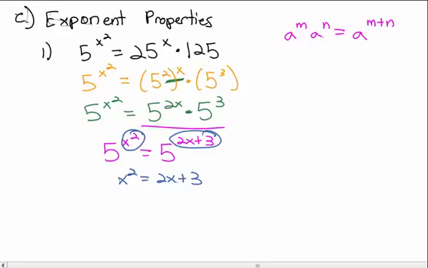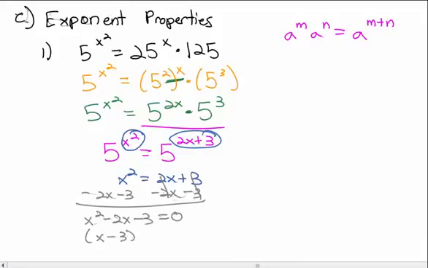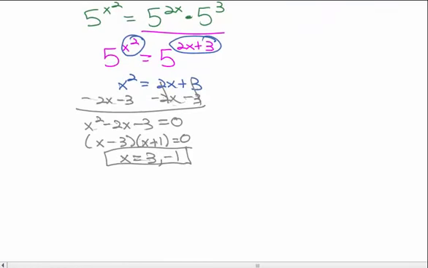Because we have x squared and x, we want to get this thing equal to 0, so we'll subtract 2x and we'll subtract 3 from both sides. So 0 equals x squared minus 2x minus 3. Factor that to x minus 3, x plus 1. And x is equal to positive 3 or negative 1. So in this case, we had to use the exponent property to get the common base on the right side. Let's look at one more example where we do that.